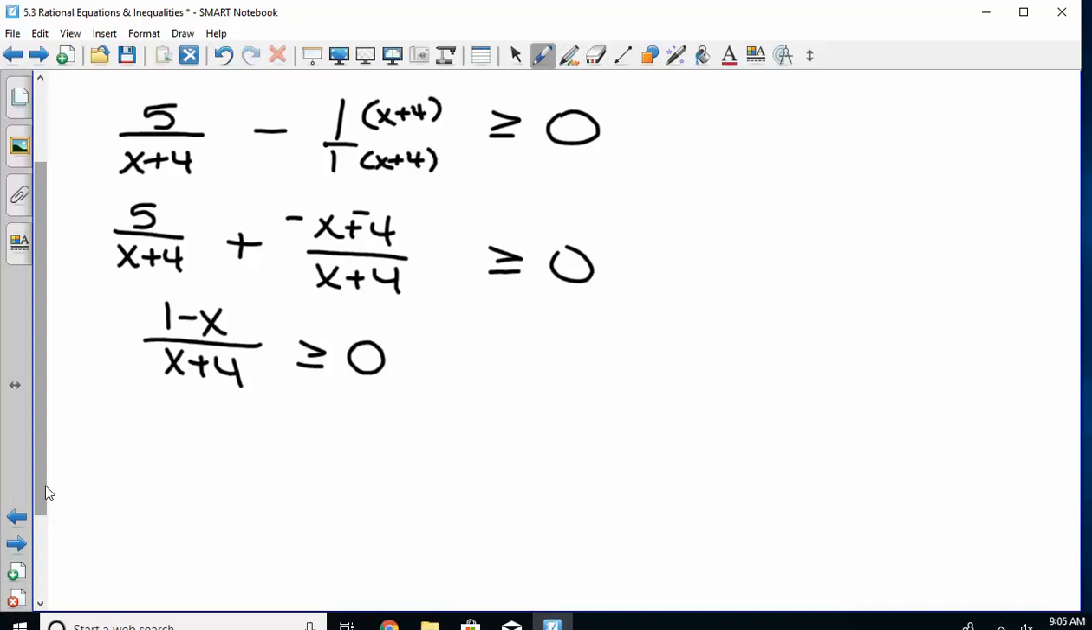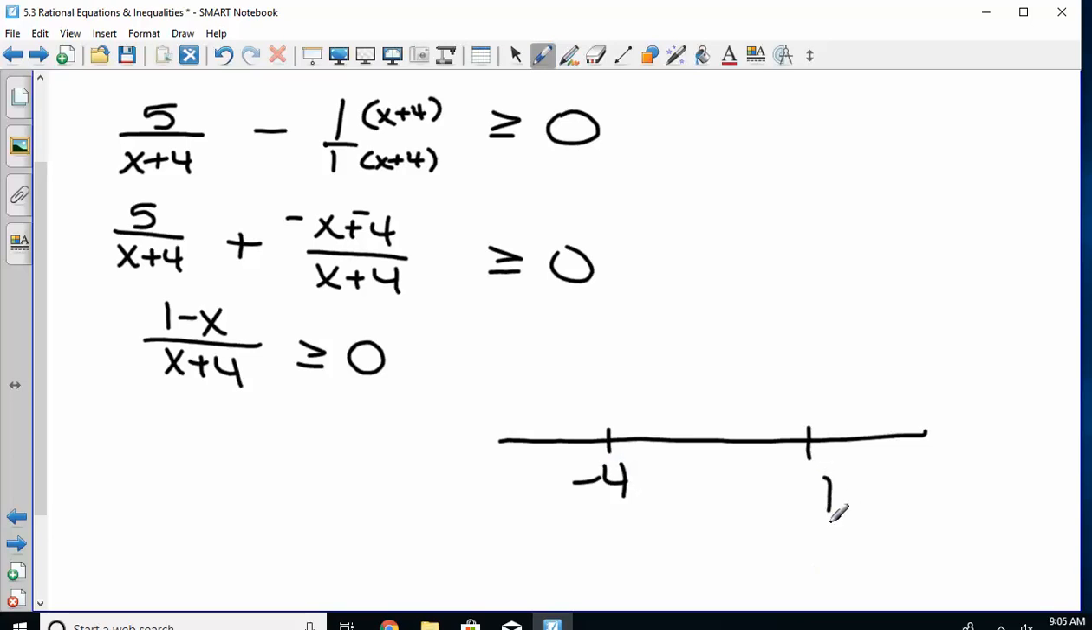Okay, now we're ready for our sign line. So we need 2 points. What makes the top 0 and the bottom 0? What would make 1 minus x 0? 1. What about x plus 4? Okay, so the smaller one goes on the left, so I have my negative 4 and my 1.